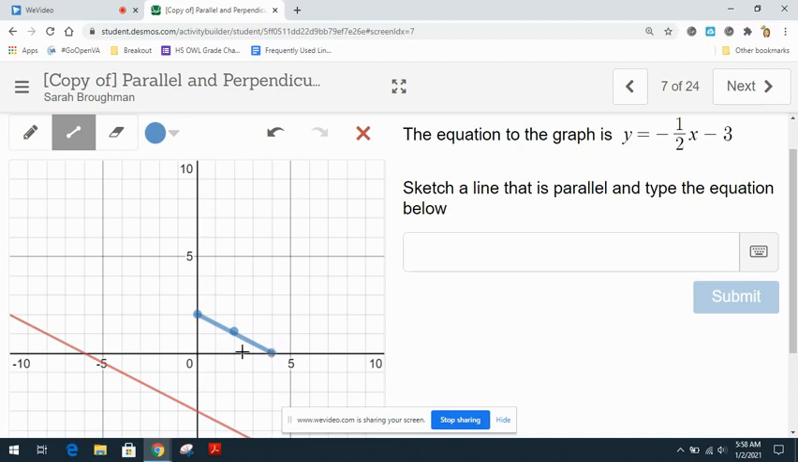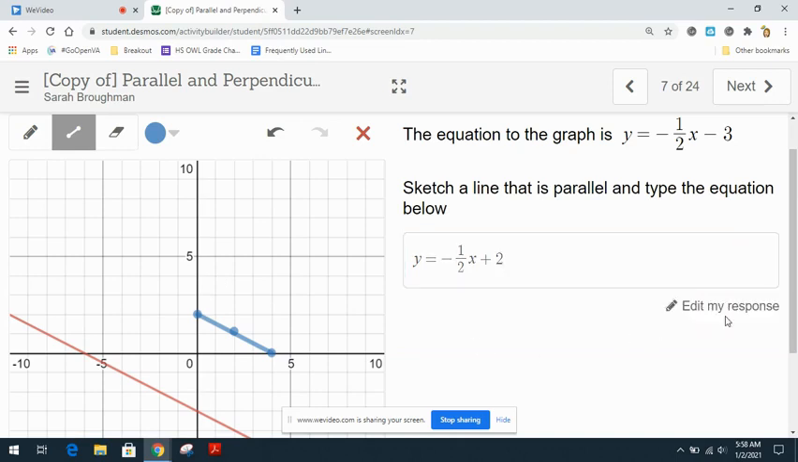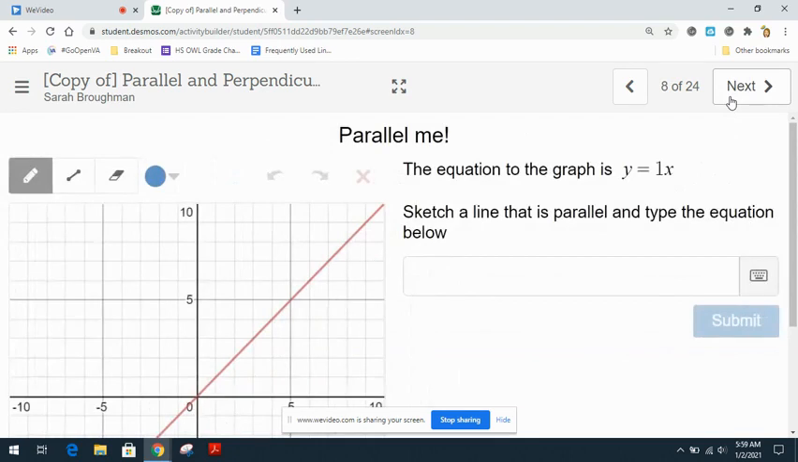I could make it longer if I wanted to. So we sketched a line. We know it's going to be y equals -1/2 x plus, this one was at 2. And everyone could have different ones here. The only important thing is all the slopes are the same, and then the y-intercept is anything but -3.